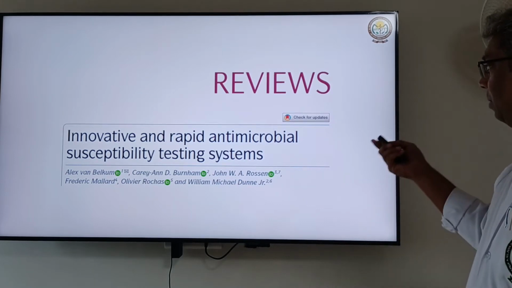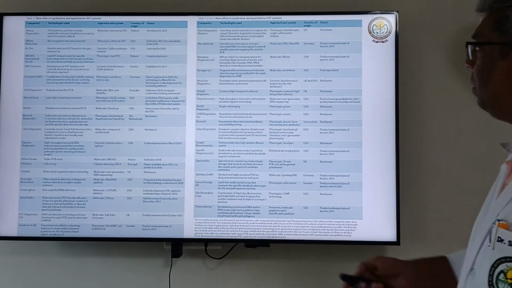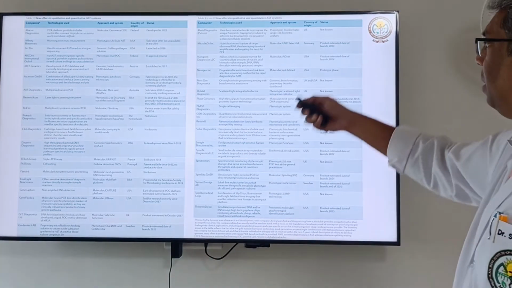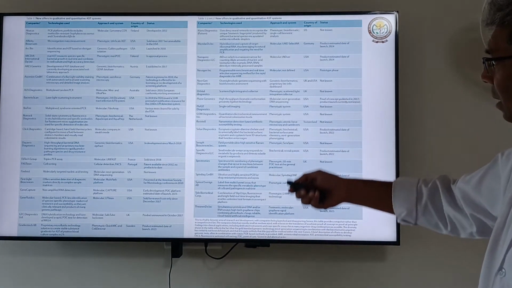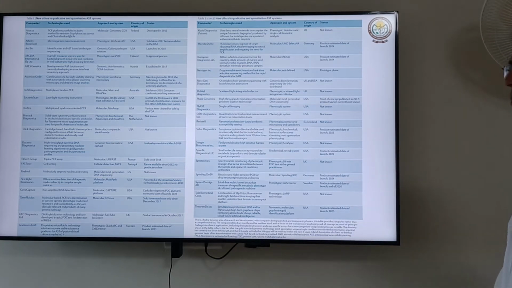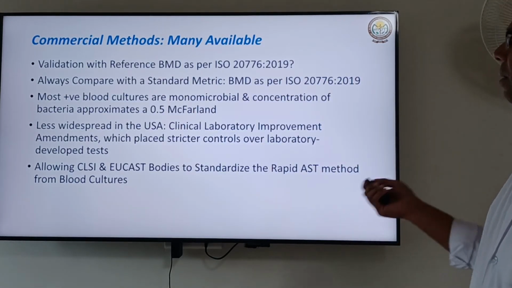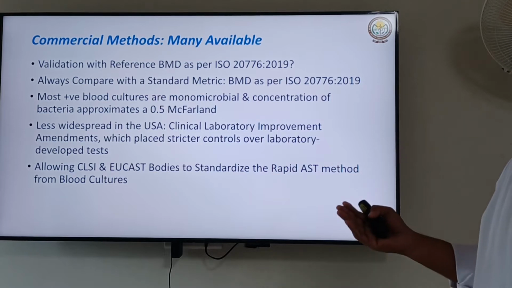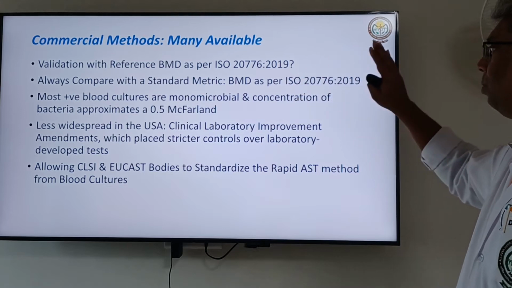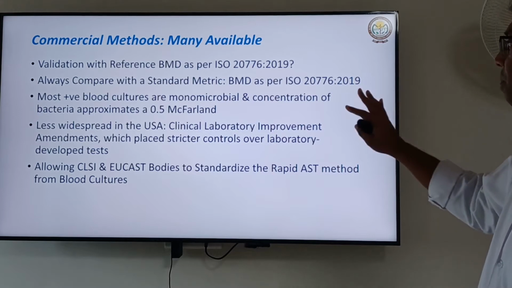Again, this was a review published in Nature which has numerous commercial methods available. Some of them are in different countries, some are US FDA approved, some are CE-IVD approved. But they all require special equipment for the interpretation. None of them are normally available freely in the market, because most of them require validation through the reference method, that is the Broth microdilution as per ISO 20776. They may not compare with the Broth microdilution.